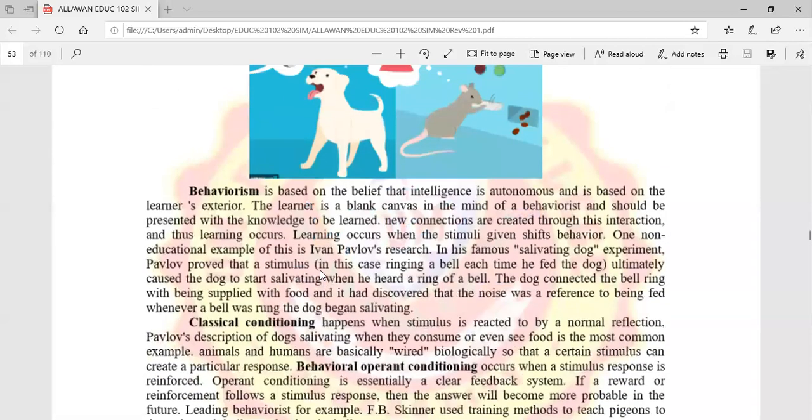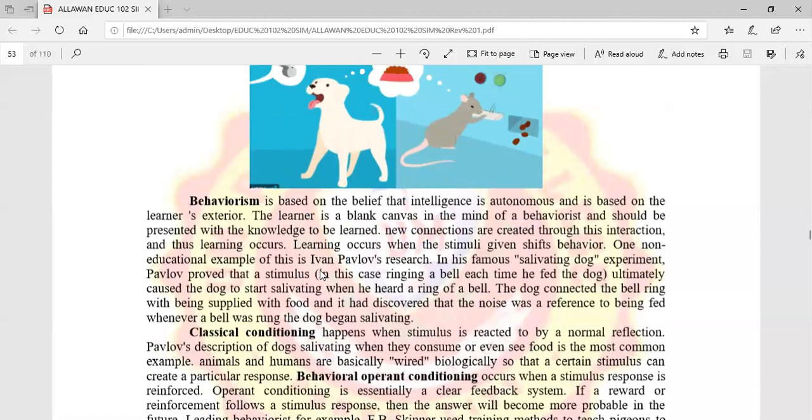It is also based on the belief that intelligence is autonomous and is based on the learner's exterior. So the learner is a blank canvas in the mind, right? This is the tabula rasa. The mind of the learner should be presented with the knowledge to be learned. New connections are created through this interaction and thus learning occurs. The proponent of behaviorism is Ivan Pavlov's research.